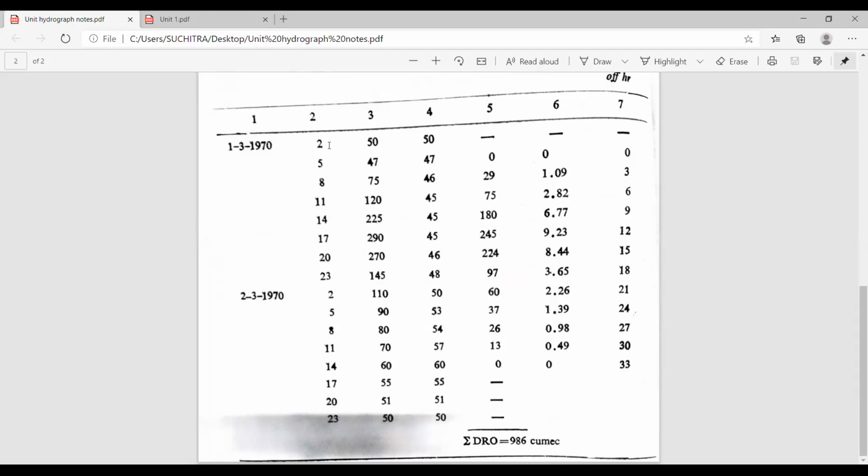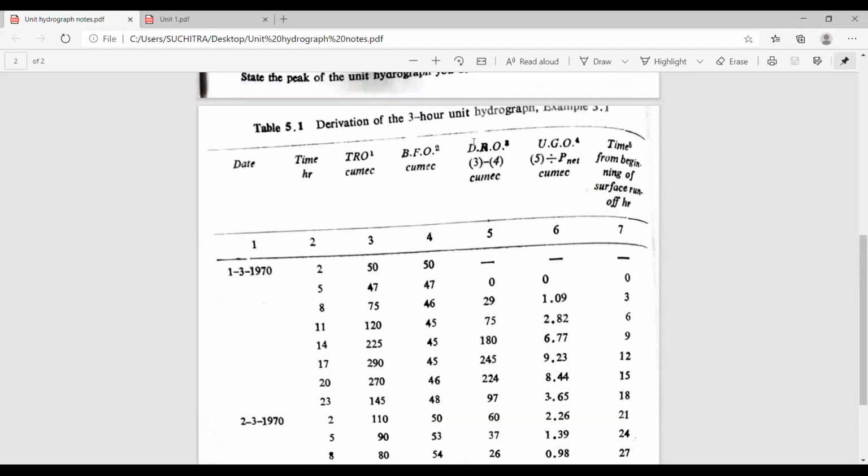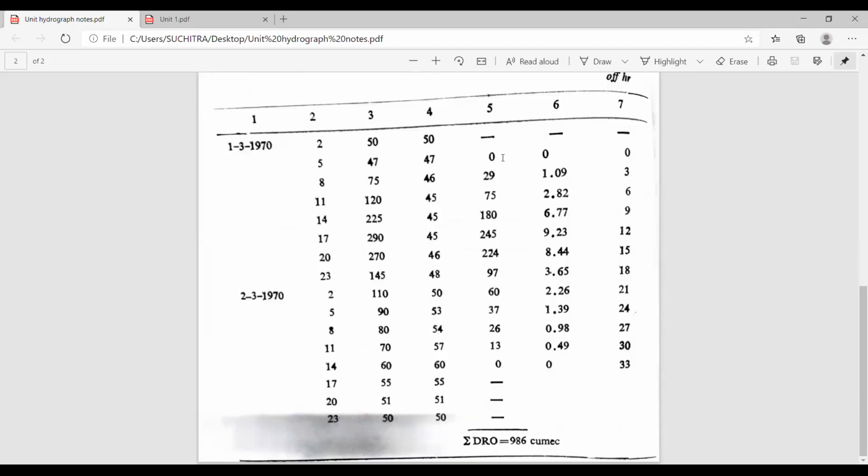Now here it is 2nd hour, 5th hour, and from the 5th hour you have the zero of the unit hydrograph. So after that you have the 3 hour interval unit hydrograph. Now here when you add them, the sum of the direct runoff ordinates works out to be 986 cumex.